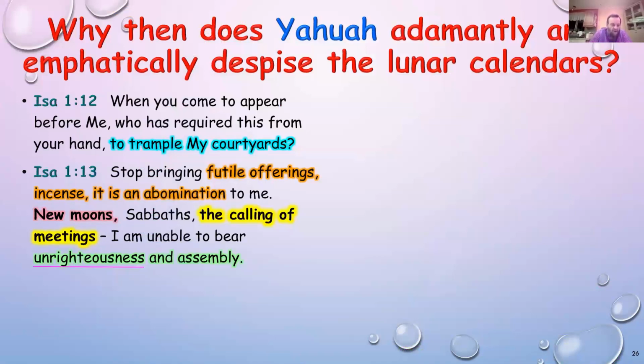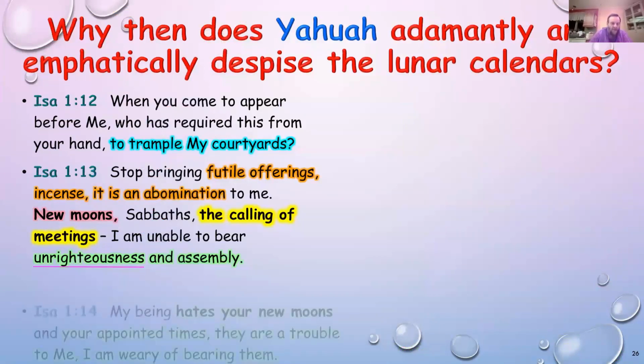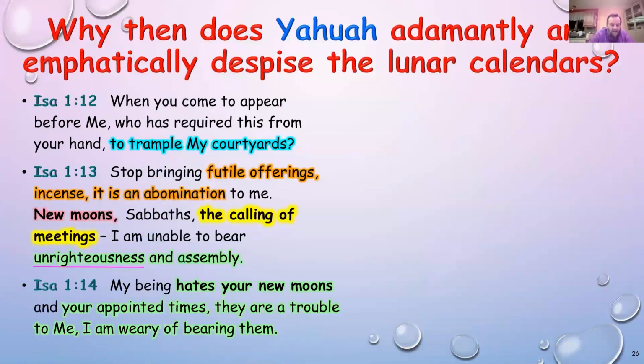What is it about the new moons and the Sabbaths and the Moedim that are scheduled by the moon that he is unable to bear? Why does Yahuwah declare them as unrighteousness? It's because it takes people off of his schedule and puts people on Lucifer's schedule. It's clear and simple. Yahuwah's feelings? My being hates your new moons and your appointed times. They are a trouble to me. I am weary of bearing them.